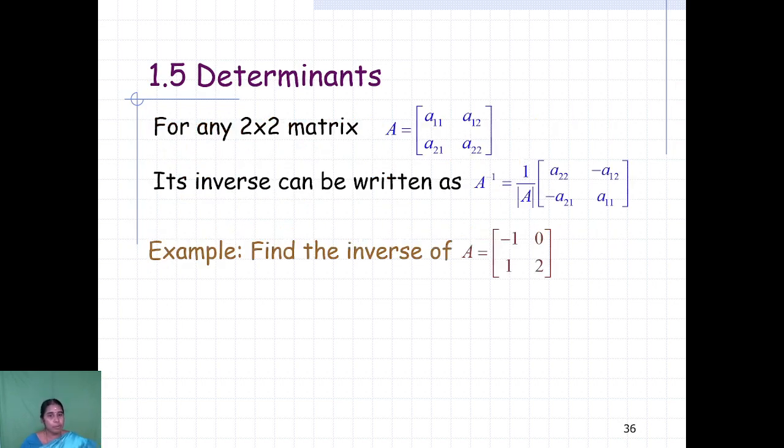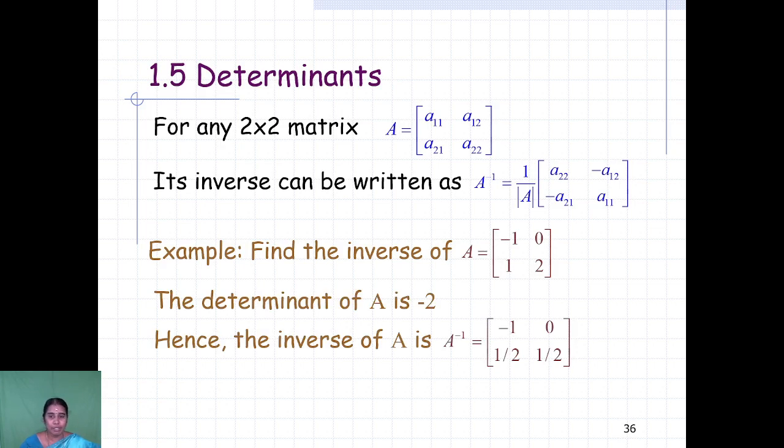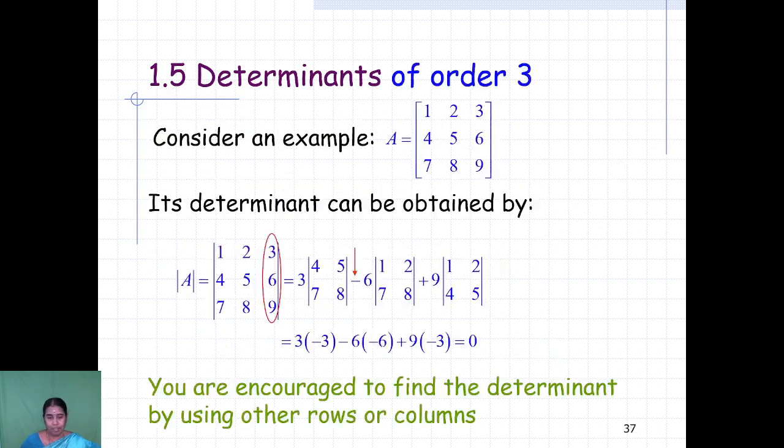Next, let us consider the 2 by 2 matrix A as given. Its inverse can be written as A inverse equal to 1 by modulus of A times the adjusted matrix. Then find the inverse of this matrix. We can calculate its determinant value, which is minus 2. Hence, the inverse of A is minus 1, 0, 1 by 2 and 1 by 2. Next, consider another example, 1, 2, 3 and so on. Its determinant, modulus of A, has been calculated as 0.